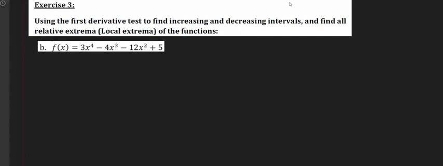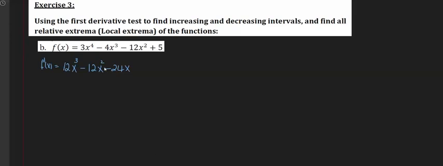So here we need to do this with part B. First, of course, we are going to get the derivative. So compute the f dash. Here the derivative of, we have minus and plus in between, so they act as separators. We will drop the 4 to have 12x to the power of 3, and then minus, drop the 3 beside the 4, it's going to be 12x to the power of 2, minus, drop the 2 beside the 12, it's going to be 24x, and the derivative of the 5 by itself is 0.